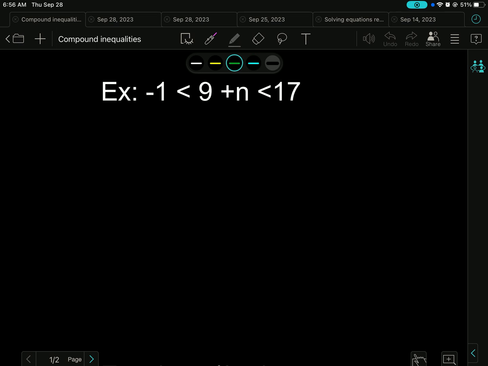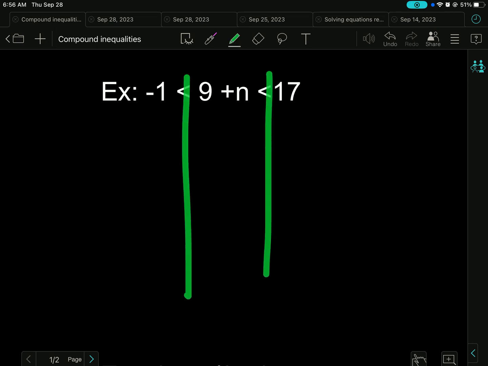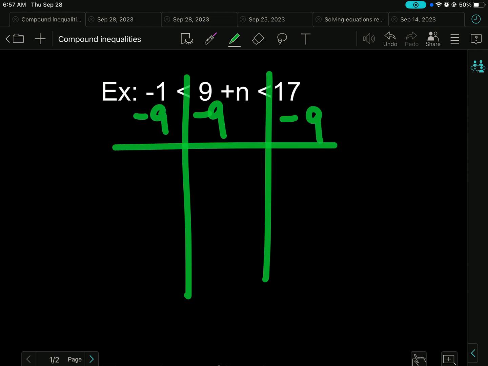So when we're doing this, we're just going to draw our two balance beams on both of the inequalities, just like we used to do with one inequality, okay? And I'm going to look at the middle, and I'm going to say, what is stopping n from being by itself? I see that we have a 9 here. It's being added to n, so I'm going to subtract the 9 to get rid of it. But now we're going to subtract it on the right-hand side of the inequality and on the left-hand side of the inequality. So -1 minus 9 is -10.